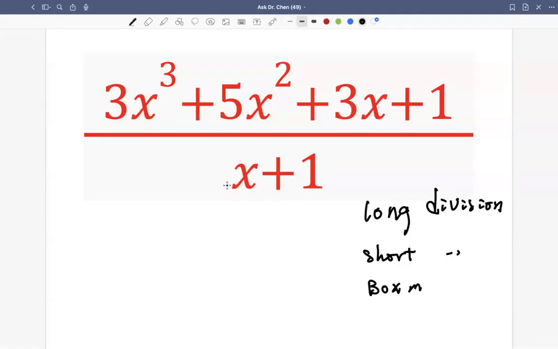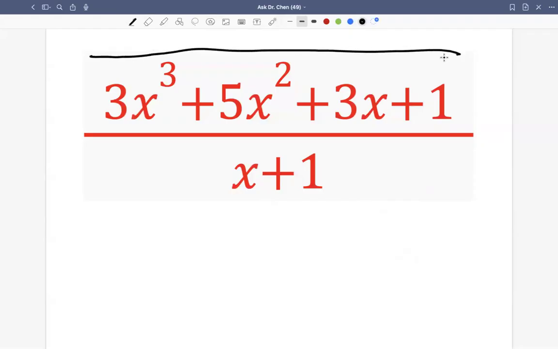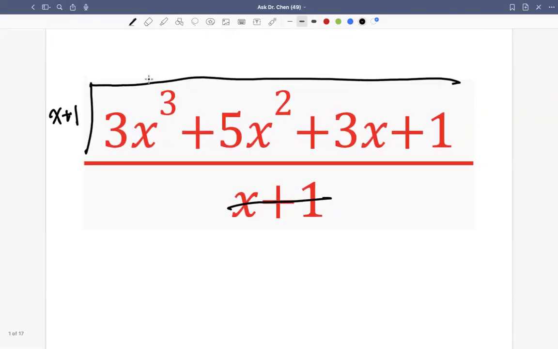All right. So for this question, we're going to do long division. And later on, gradually, we're going to do synthetic division and the box method. So for long division, we make such a sign. Then we put the divisor not in the denominator anymore, but outside this sign. So we're going to write the quotient on top of this line.